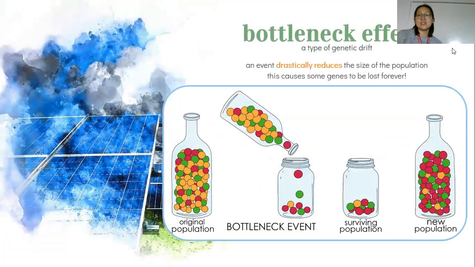The bottleneck effect is another way that evolution occurs, and it's a kind of genetic drift where an event, perhaps a natural disaster, perhaps a human disaster, drastically reduces the size of a population and causes some genes to be lost forever. And the survivors from that event have to repopulate the population. Now, when you look at the original population, you can see a lot of oranges, a couple greens, a lot of reds, but then we call it a bottleneck because when you pour out of a little bottleneck, only a few or a small amount comes out at a time.